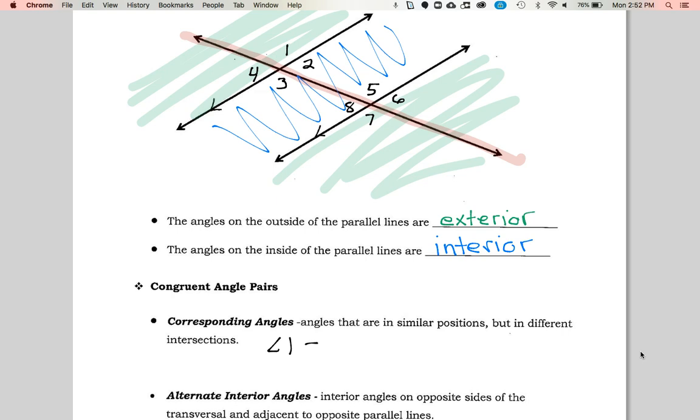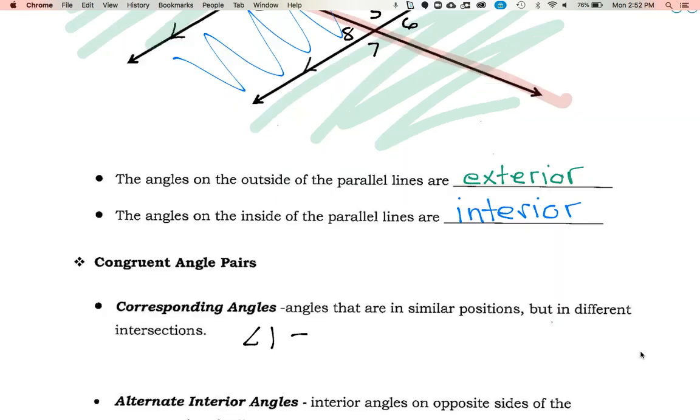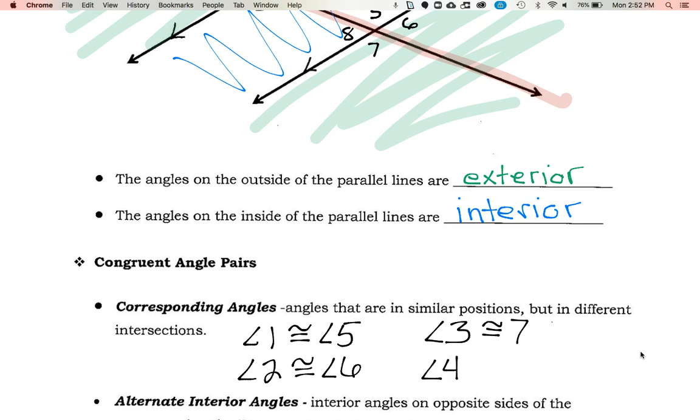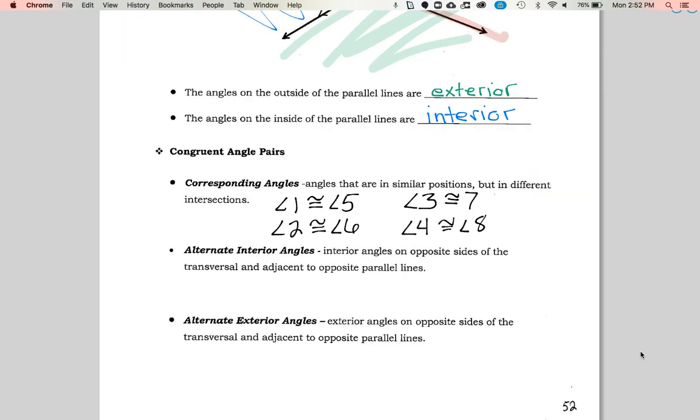So angle 1 is corresponding to angle 5. Therefore, they are congruent. Angle 2 is congruent to angle 6. Angle 3 is congruent to angle 7. And angle 4 is congruent to angle 8. So if I know the top 4, I know the bottom 4, essentially.